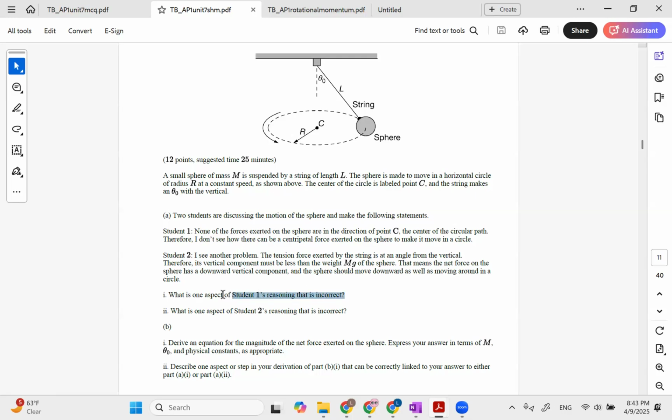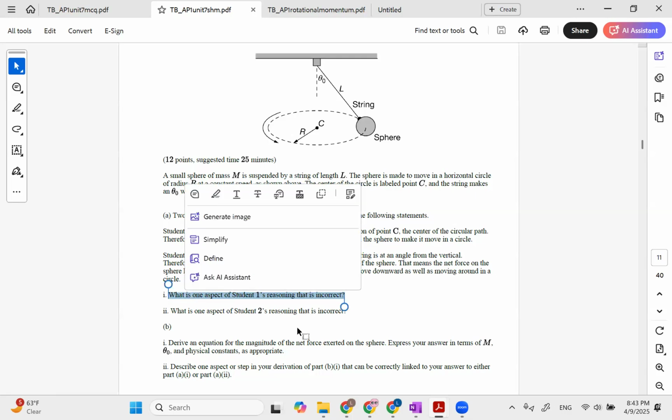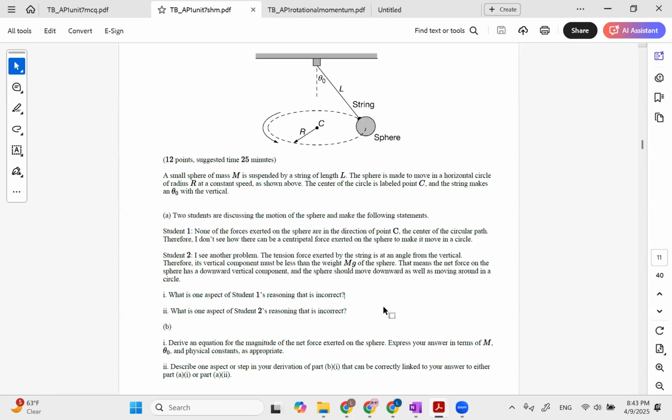Student 1, which aspect of the student's reasoning is incorrect?